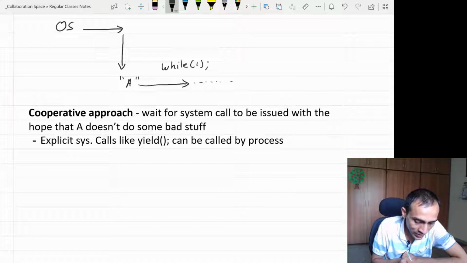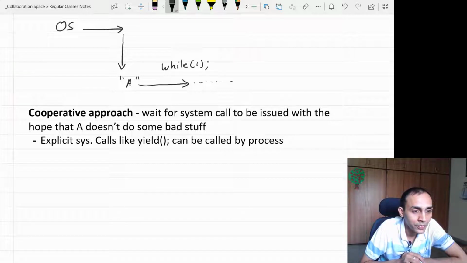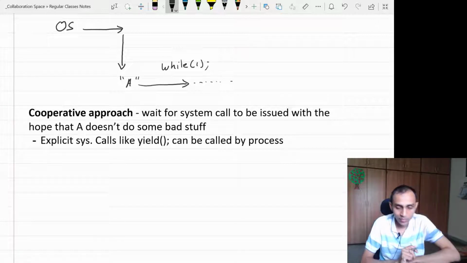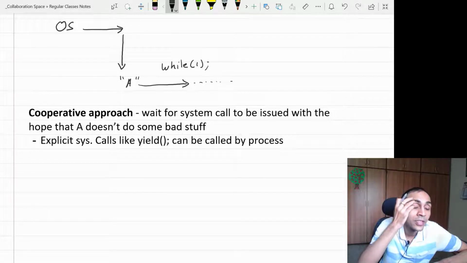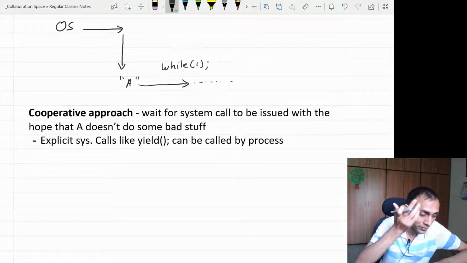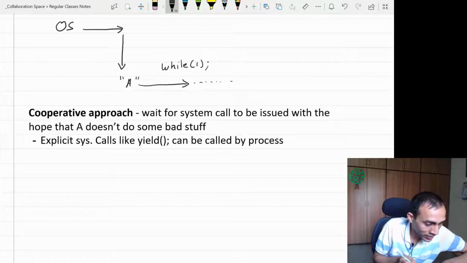But in this approach, if OS is waiting for A to relinquish the control, then you have no other way except to hard reboot. You have to switch off the power button and reboot the system. In fact, many times we do that when the system hangs or something happens which OS is not able to recover from. We just reboot the system using the power button. So that was basically done earlier.